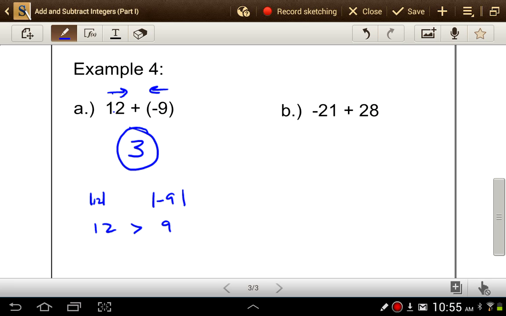Okay, and B, -21 and 28. -21 is going to take me to the left. Positive 28 is going to take me to the right. So they're going in different directions. So I am going to subtract them. 28 minus 21 equals 7. Now I have to decide if it's positive or negative. Okay, 28 has a greater absolute value, and 28 is positive, so my answer is positive. In this example, if you think of a number line, you went to -21, and then 28 was more, so you went back over 0 and ended up in the positives, and that's why your answer is positive.